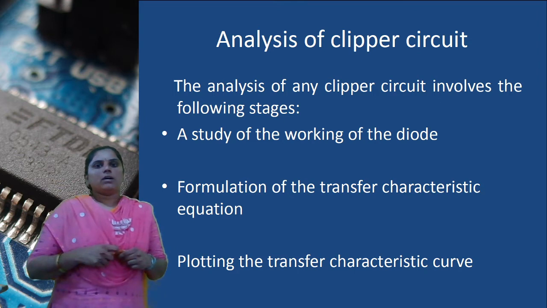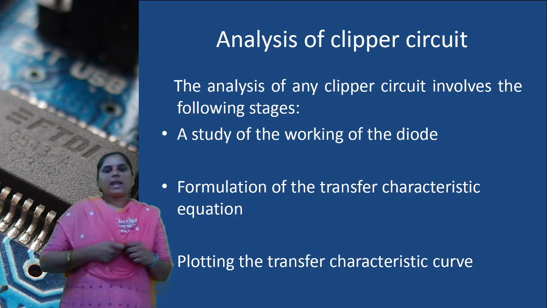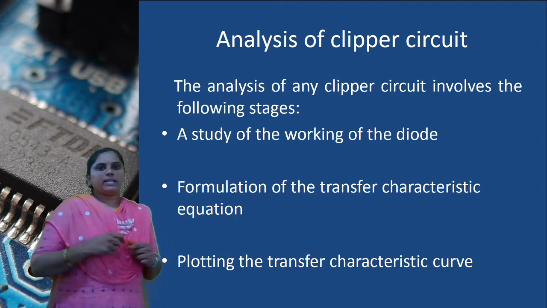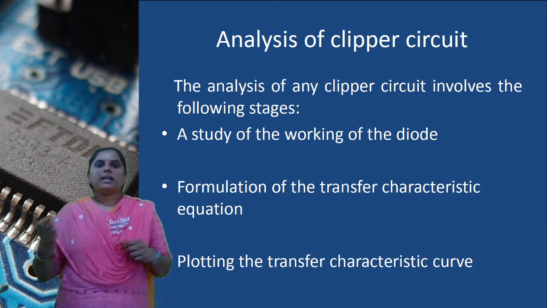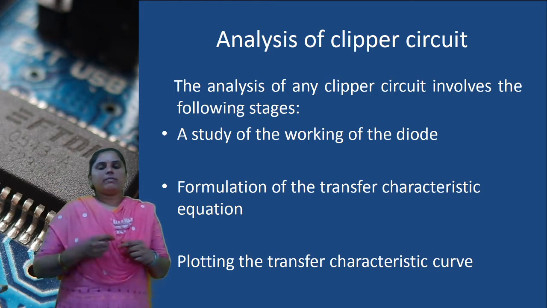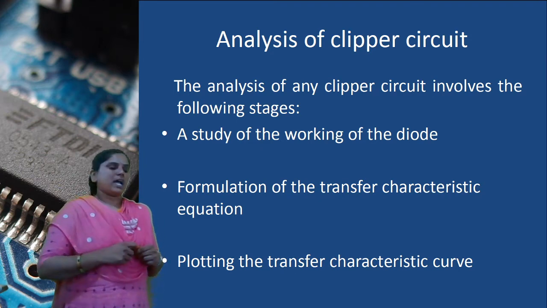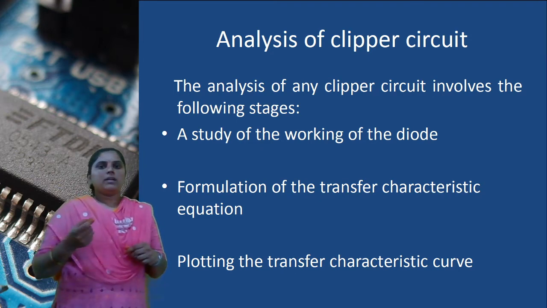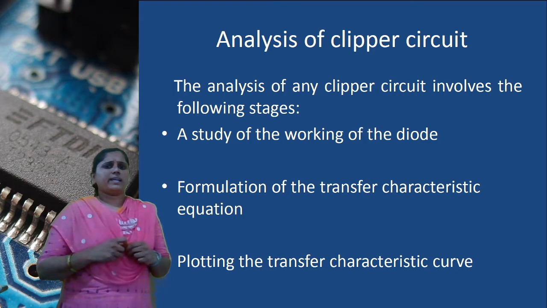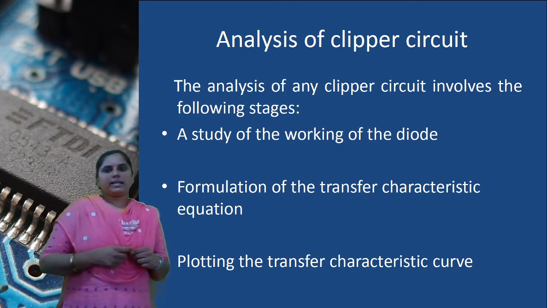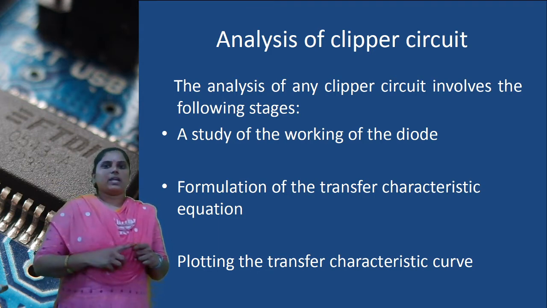The next stage is to write down the transfer characteristic equation. How do we write it? By using the voltages: when we apply the positive half cycle, how do we get the output? These equations are the transfer characteristic equations. Later I will discuss this in detail. Finally, we draw the transfer characteristic curve. By using the transfer characteristic equation, we can draw the transfer characteristic curve. These steps are very important to analyze the clipper circuit.